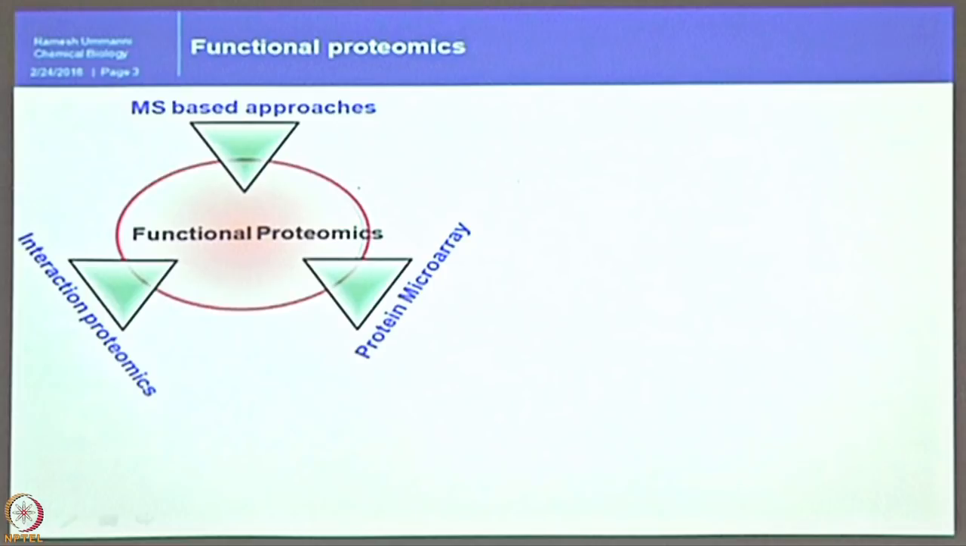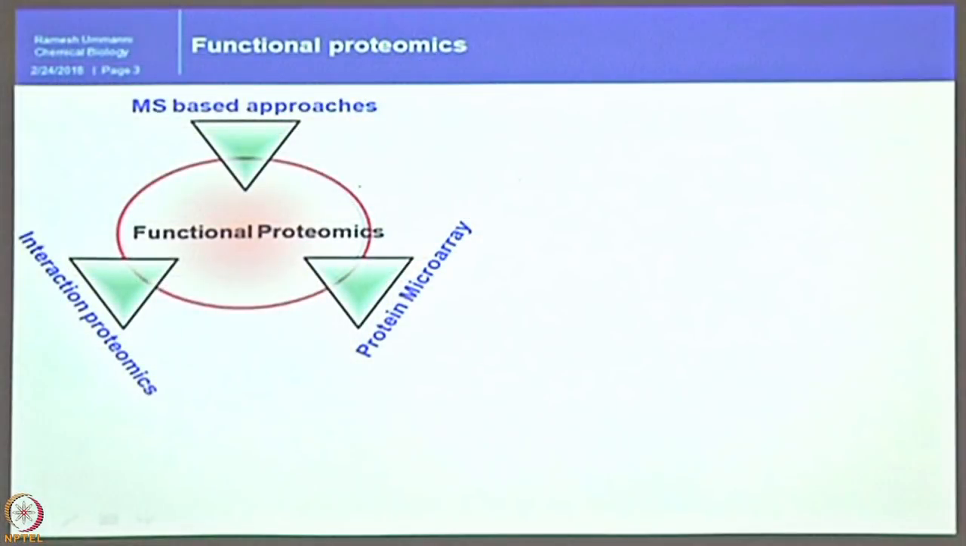Gene is also upregulated or downregulated. We have to see whether upregulation means it is really influencing the disease or not. So that's where functional proteomics came into the picture and gained importance to work further in this area. There are many different approaches one can take for functional proteomics, particularly MS-based approaches, interaction proteomics and protein microarrays.